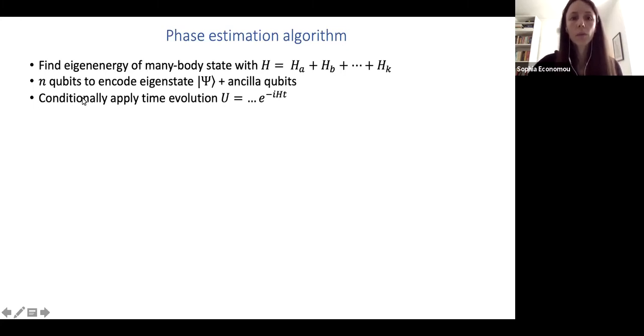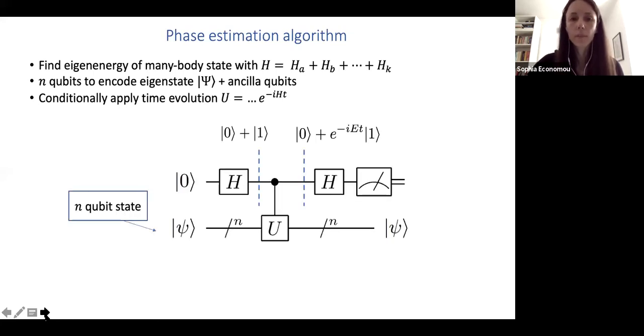And then what we want to do is conditionally apply this time evolution. Sorry, this is a typo here. These three dots should not be here. I don't know how they were left over. So this is just the exponentiation of the Hamiltonian. So you want to apply this U conditionally on the ancilla.